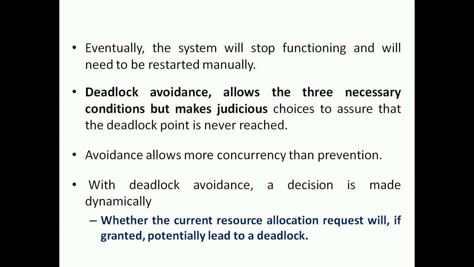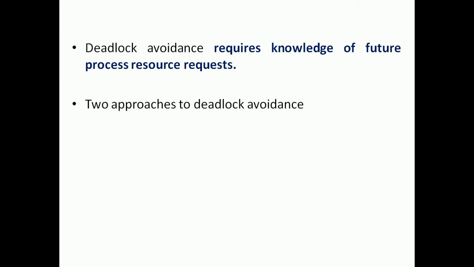If it is granted, whether it leads to the deadlock or not, that decision the operating system is supposed to take. Once again I will repeat it, the operating system is supposed to take a decision if any process is making a request right now, if we are granting the particular resource, whether it leads to the deadlock or not, we have to keep in mind. So deadlock avoidance requires the knowledge of future process resource requests. That's why I said well in advance it has to define these many number of resources are requested.